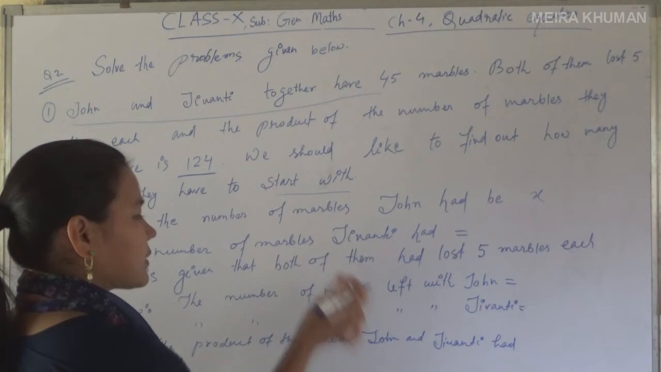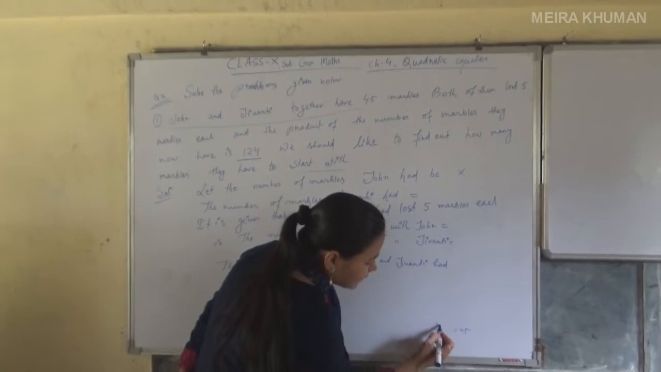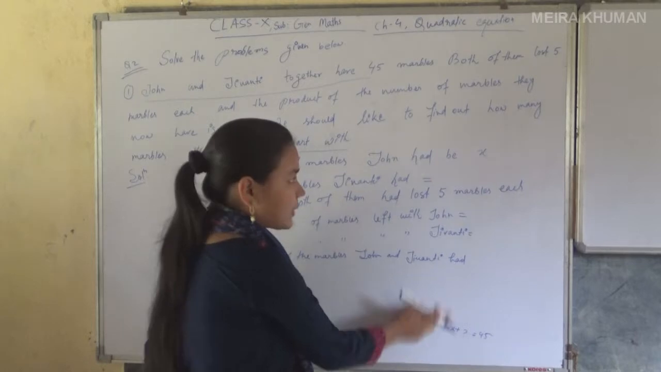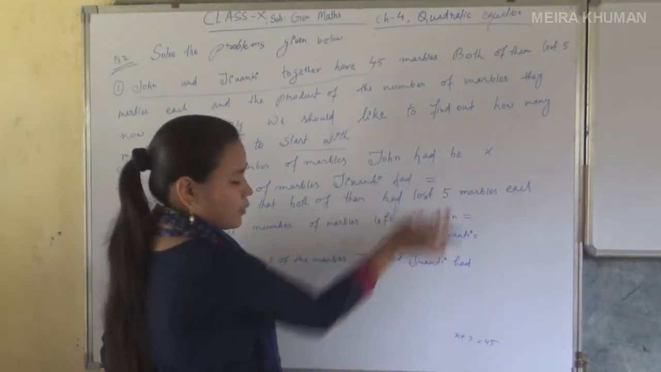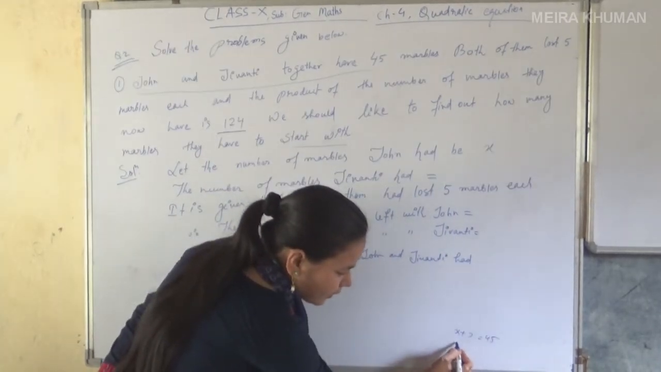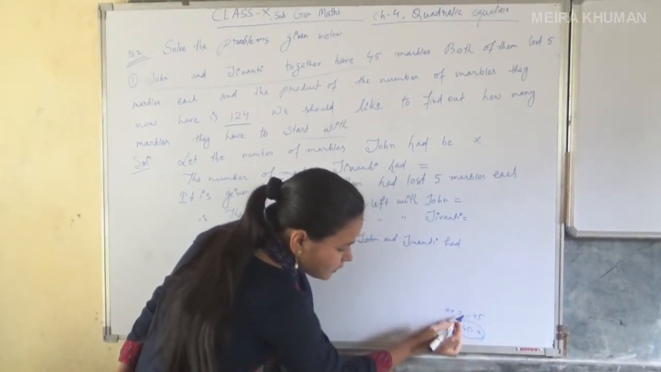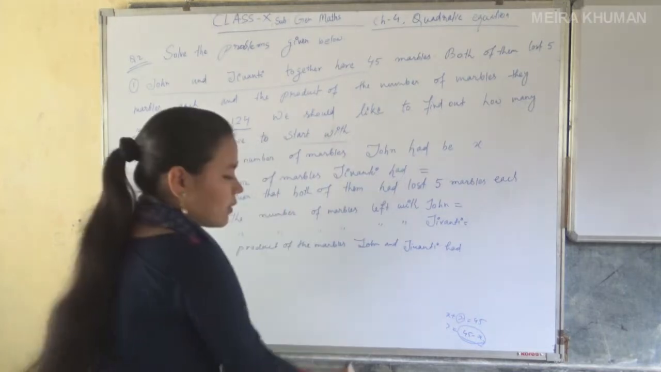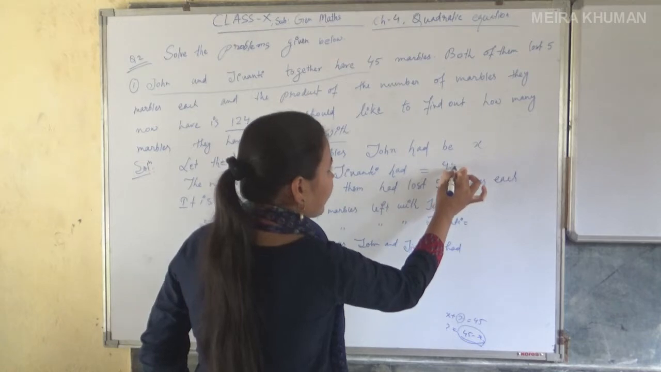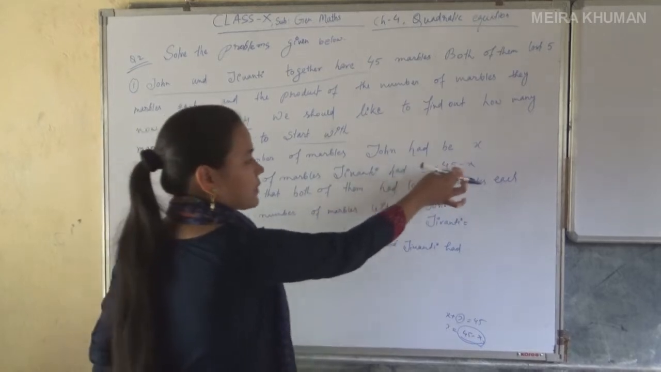Then suppose x and the total is 45. Then Jivanti is question mark. You are taking John has x, then Jivanti will be x plus question mark equal to 45. So how can you find this question mark? The question mark equals 45 minus x. So the number of marbles Jivanti had is 45 minus x.